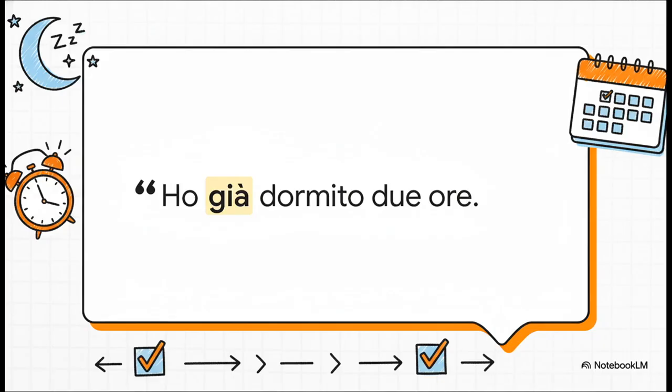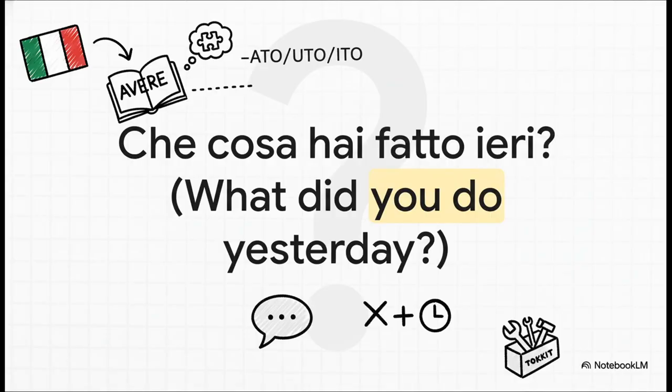It's that simple. So, let's circle all the way back to the beginning. We now have all the pieces of the puzzle, right? We've got our helper verb, avere. We know how to create the past participle. We can ask questions. We can make sentences negative. And we can add all that extra detail. So, I'm going to ask you again. Che cosa hai fatto ieri? What did you do yesterday? You now have all the tools you need to build your own answer.